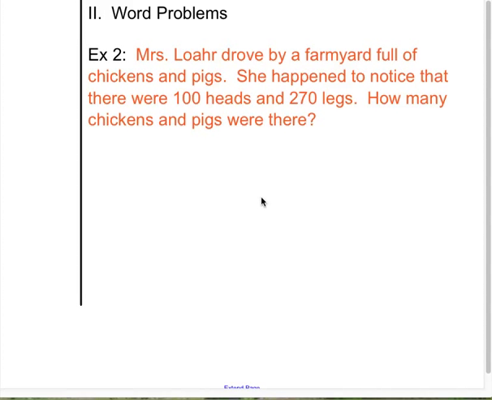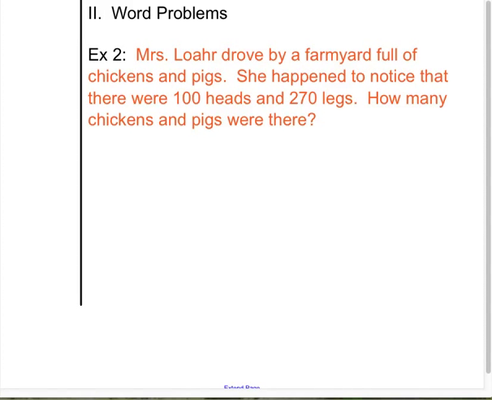Alright, so the last part of this section, we're going to take a look at another word problem. So I'm driving by a farmyard full of chickens and pigs. I quickly glance and see 100 heads and 270 legs. So how many chickens and pigs were there?